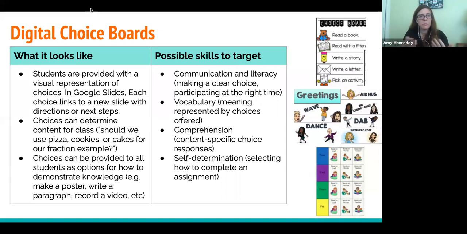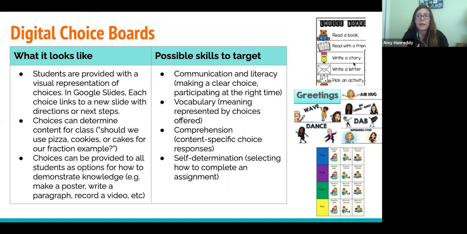And for students with more significant needs, these digital choice boards can represent visual choices. And those choices could be for lots of different ways that they are participating in a class lesson or a class activity during an online class meeting.